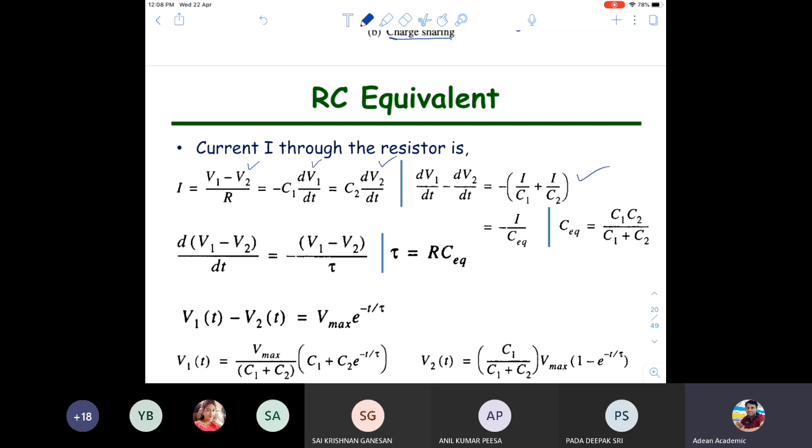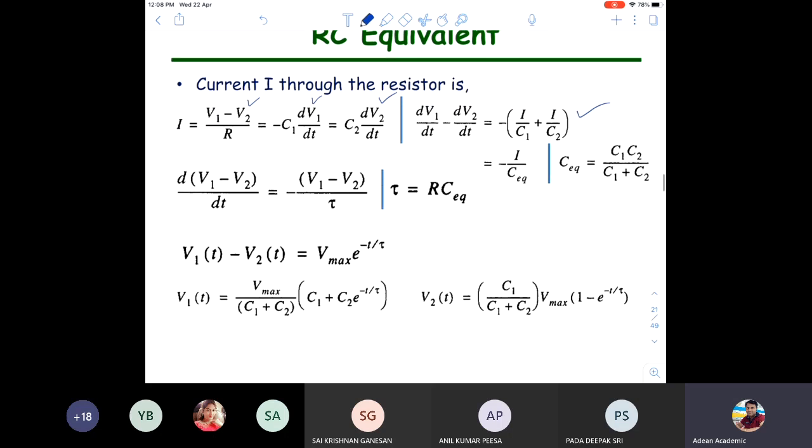Next, the same thing we can write like this: d(V1 minus V2) by dt is equal to minus (V1 minus V2) by tau. Tau is nothing but R into C equivalent. So I will be getting (V1 minus V2) by R into C equivalent here, but that R into C equivalent I can write as tau. Now after taking the integration and then taking the solution for the differential equations, we'll get V1 and V2 like this.